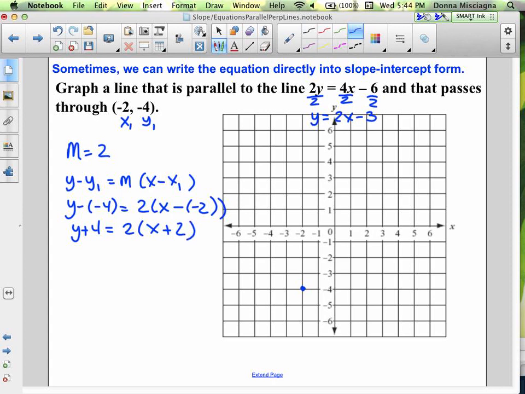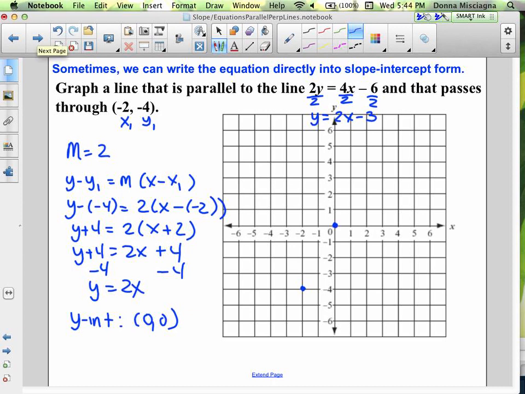And so now we'll distribute the 2. y plus 4 equals 2x plus 4. And then we'll subtract 4 from both sides. So now y is equal to 2x. Well, that's a pretty easy equation to graph, right? And it's about the same as graphing the point and then using the slope. So y equals 2x is going to have a y-intercept of 0, 0. So right here is our y-intercept.